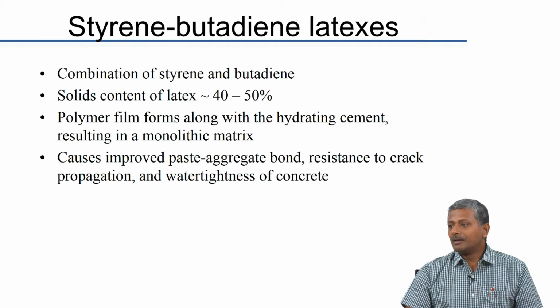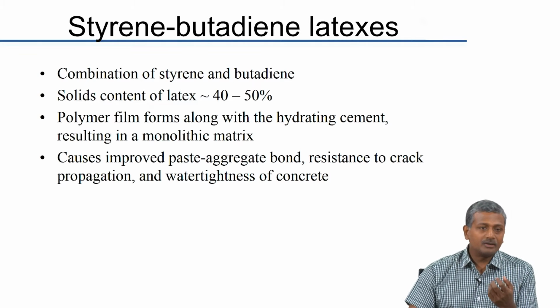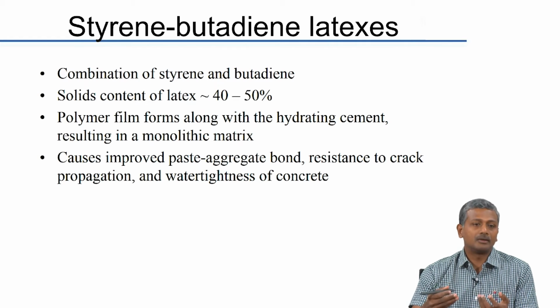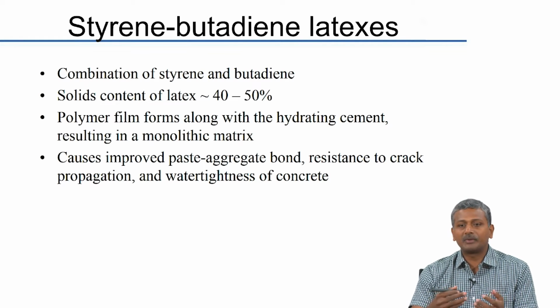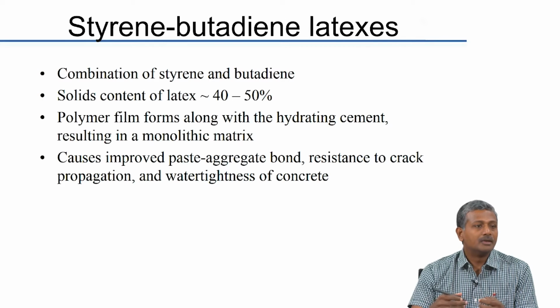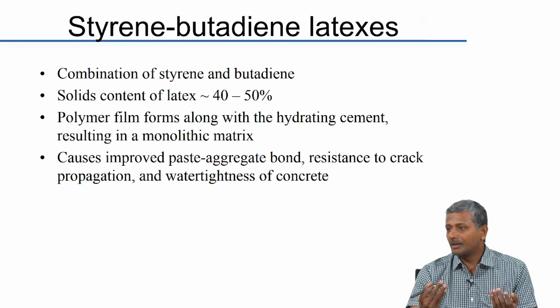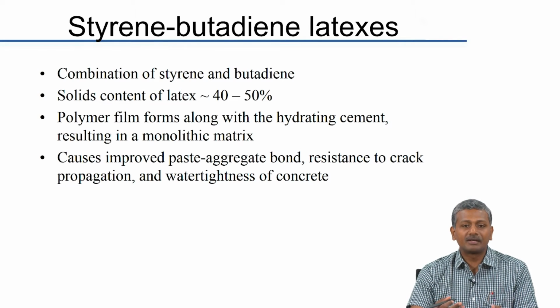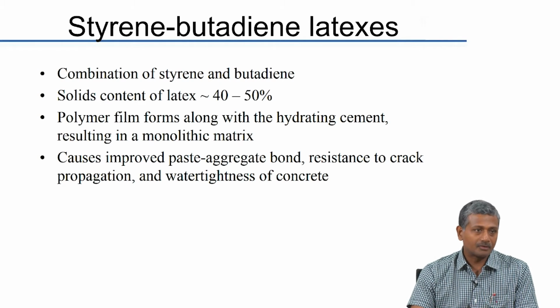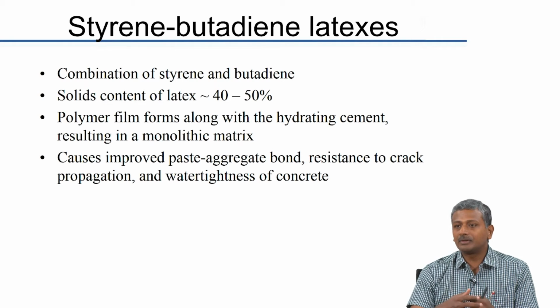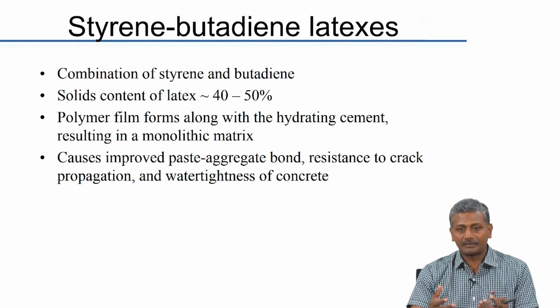So, what happens is, when you have this material mixed fresh, it is a monomeric material. When you put this into concrete, along with the hydration of cement that leads to the formation of hydration products, the latex also polymerizes. It makes itself into a polymer film. And one thing you know about rubber is that it will give more flexibility to the system. So, essentially what the latex ends up doing is provides the concrete the resistance to cracking.